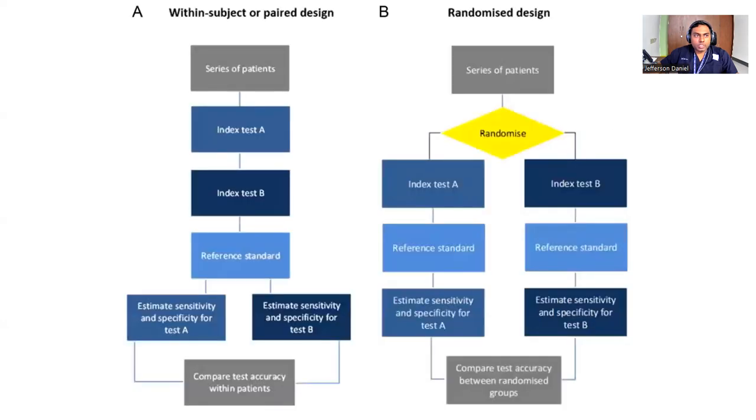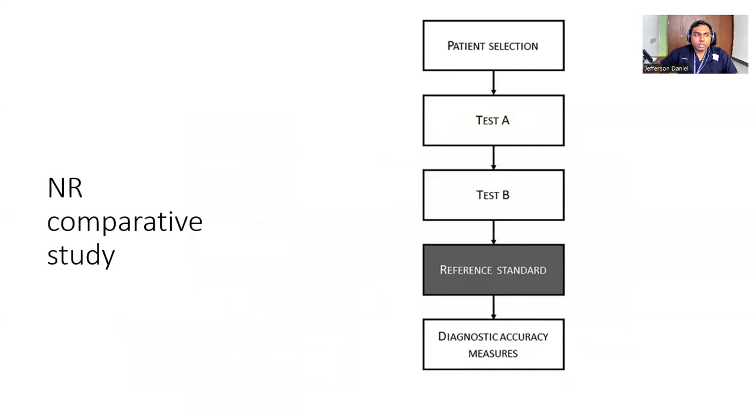Now this is what I'm talking about, randomized and non-randomized. Non-randomized is where all your patients will go through both the index tests, and then go through the reference standard. Then you estimate the sensitivity and specificity for test A and test B separately. Whereas a randomized design means there are 100 patients and I draw lots. 50 patients do index test A, 50 patients do index test B. Both of them will undergo the same reference standard, then you calculate. Okay. Now, this is the non-randomized comparative study.